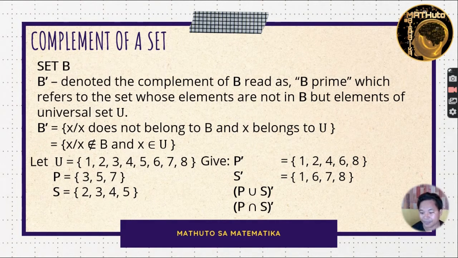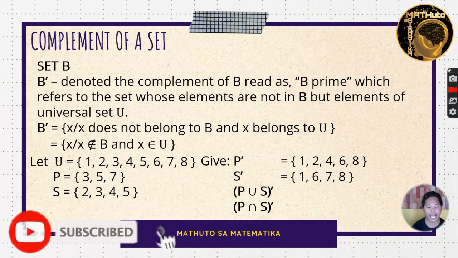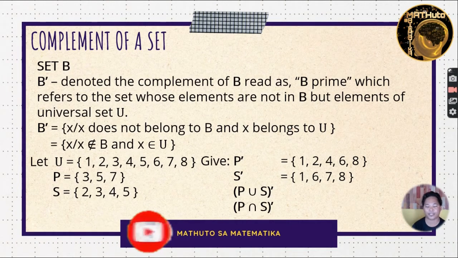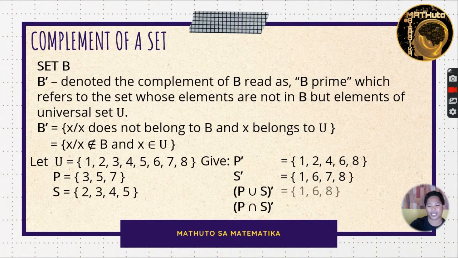Next one, we have a challenging example. We first find the union of P and S. So we're going to find the union of these sets. We have 2, 3, 4, 5, 7. And then, find the complement of this union. We have 1, 6, and 8.